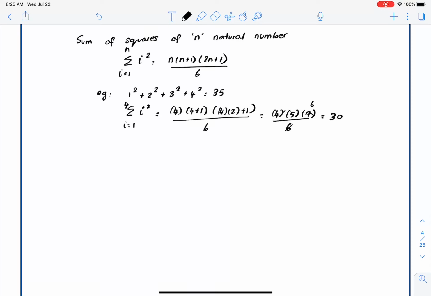1, 4, 9, 16. Oh, bad math indeed. So you can correct yourself. It's 30.